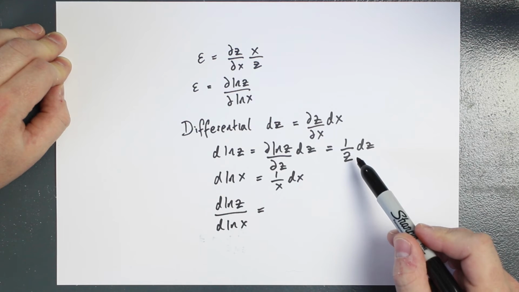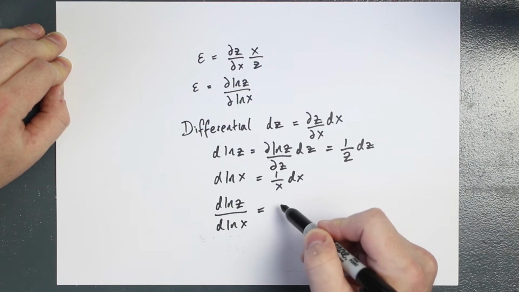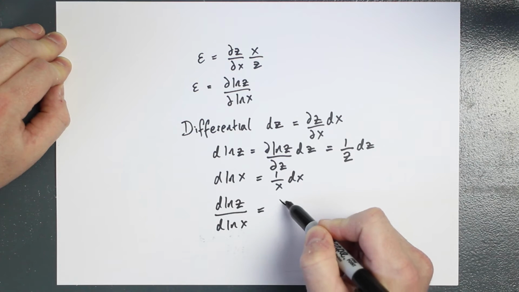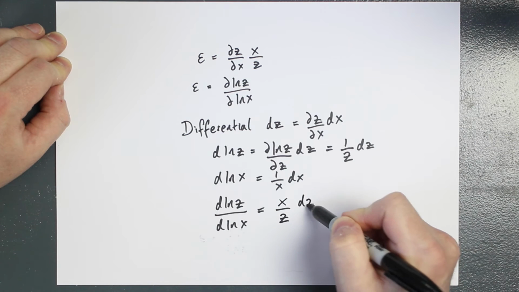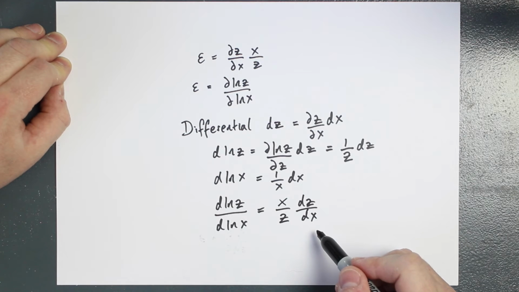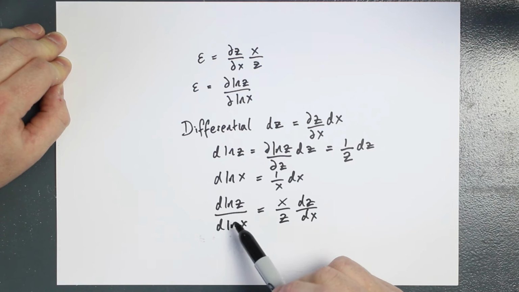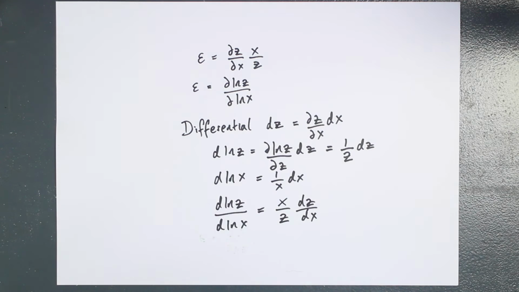So we know d log z is 1 over z times dz, and d log of x is 1 over x dx. So dividing these two, we get x over z and dz over dx. So this is our formula for the elasticity of z with respect to x being the same as the derivative of log z with respect to log x. Okay, so there's the first proof in inverted commas, because I brought in a technique we haven't seen before. Let me show you another proof where we're going to use the chain rule.